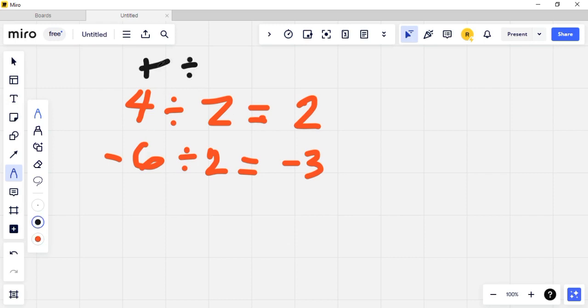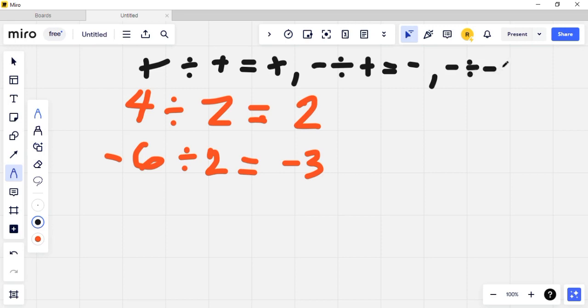Okay, positive divided by positive is always positive. Okay, negative divided by positive is always negative, and negative divided by negative is always positive. Okay, so that's the same process as multiplying integers.